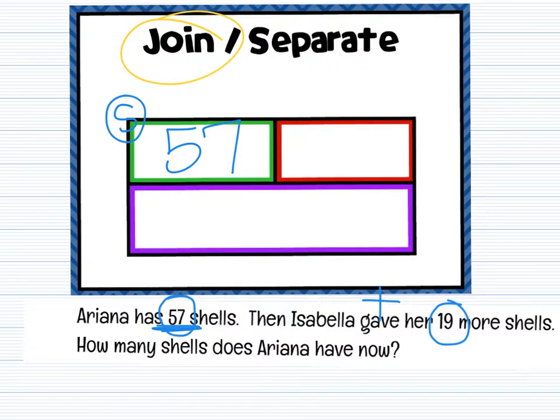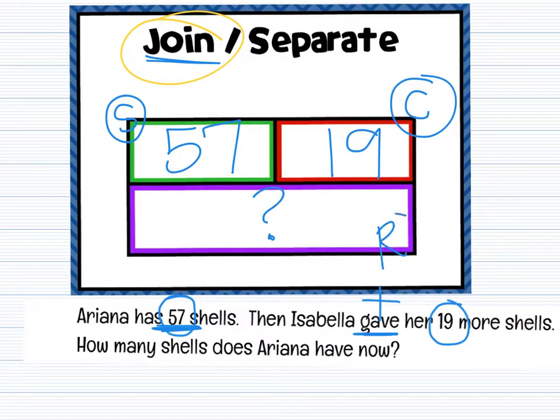Then Isabella gave her, and we knew that gave meant that we were going to be joining, gave her how many more? Good, 19. So 19 is my change number. My change goes in the red box. So 19 goes here. How many shells does Ariana have now? Well, that's my question mark. And this big purple box at the bottom is my result. So I knew my start number and I knew my change number. I'm trying to figure out my result.